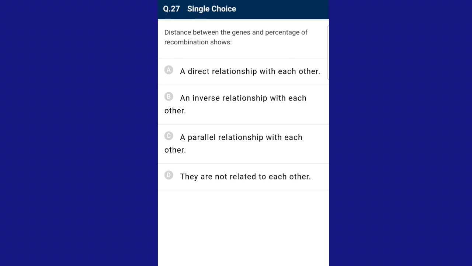Question number 27. The distance between genes and percentage of recombination shows. Crossing over separates genes away from each other. So the distance between the genes and percentage of recombination shows a direct relationship. When genes are close together, they have high linkage and exhibit low recombination frequencies. Thus the other options are wrong as they do not show a parallel or inverse relationship. So the answer is option A, a direct relationship with each other.